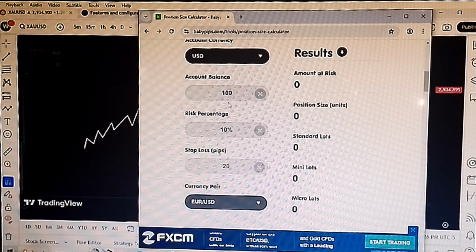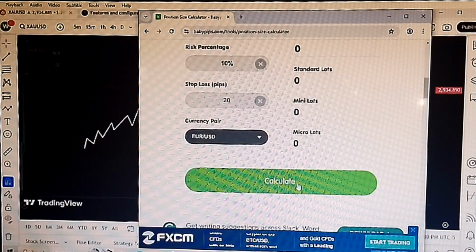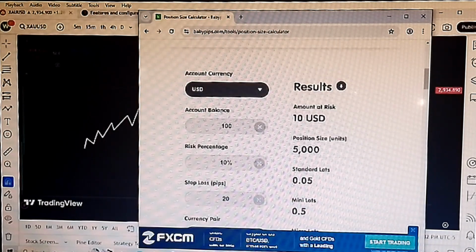10% of $100. Once you click calculate, it will bring out the correct answer. That means the amount at risk is $10. If the market goes against me, I'm losing $10, which I will not feel that much, because before you put this $100 here, you have already assumed or admitted that you have lost it. That is how a trader thinks.